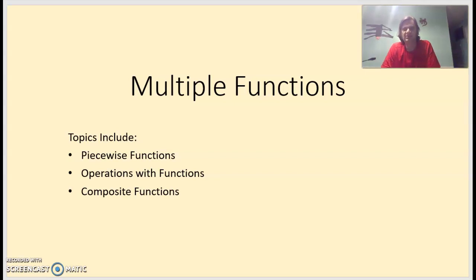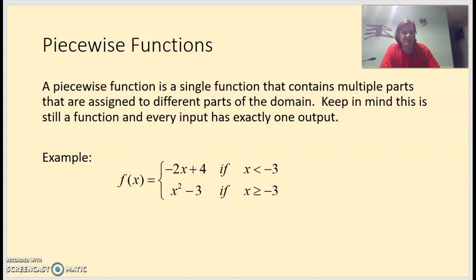Hey, it's Mr. Allred, and I want to talk about operations that involve multiple functions, or what may appear to be multiple functions. Here we'll combine a couple of sections together with piecewise functions, operations with functions, and composite functions. So the first place to start is piecewise functions.